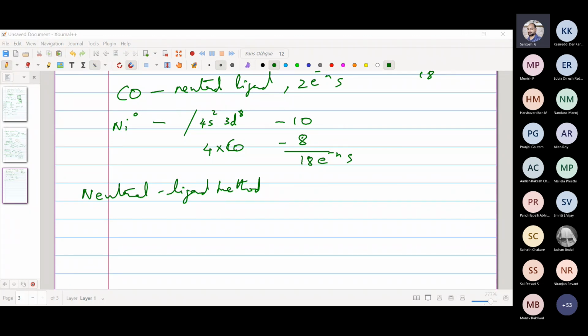I forgot the donor pair method. I'm going to explain both of these. I'll start today with the donor pair method. One of the differences between these two methods is that in the donor pair method, the metal oxidation state is determined.